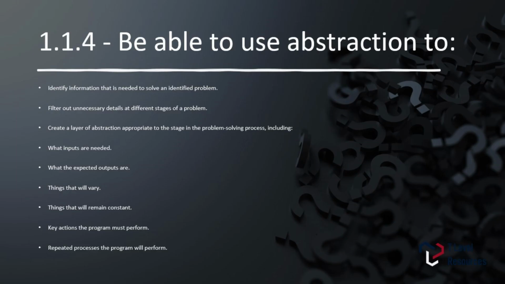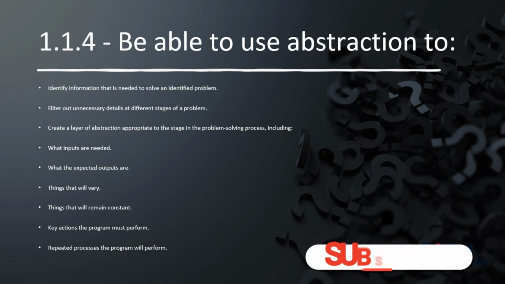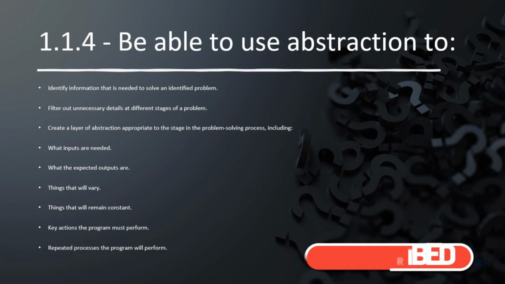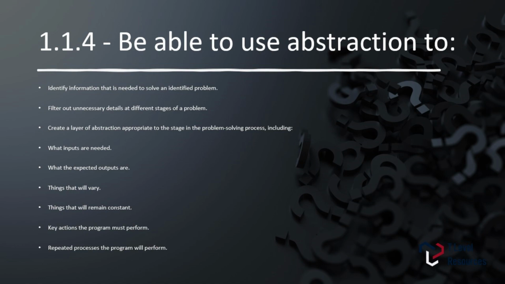1.1.4 Be able to use abstraction and identify information that is needed to solve an identified problem, and filter out unnecessary details at different stages of a problem, and create a layer of abstraction appropriate to the stage in the problem-solving process, including what inputs are needed and what the expected outputs are, things that will vary, things that will remain constant, the key actions the program must perform, and repeated processes the program will perform.